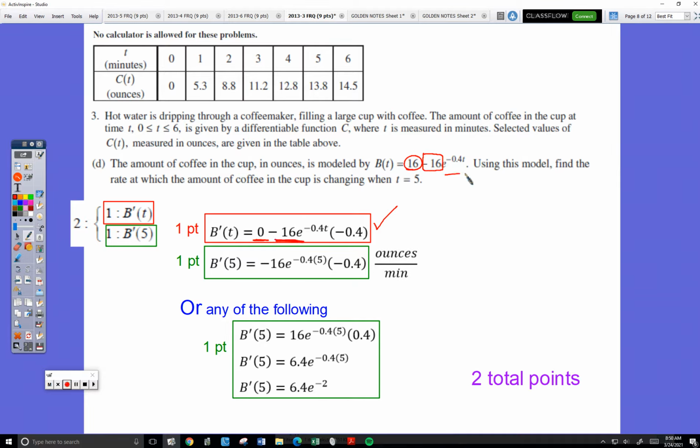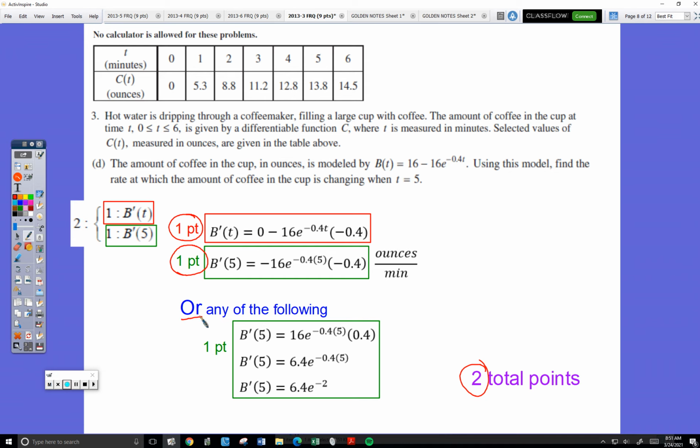The derivative of e to something is e to that same something multiplied by the derivative of the something. So I'll clear that off again so you can see it better. So if you have the red box, 1 point. Then all you have to do is plug in a 5. So B prime of 5 is just plug it in, don't do any work, just stop. That gets you the second point, 2 total points available on this problem.